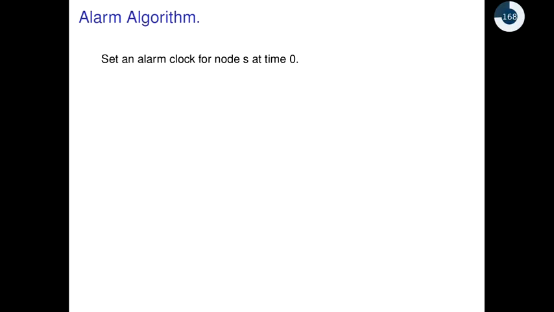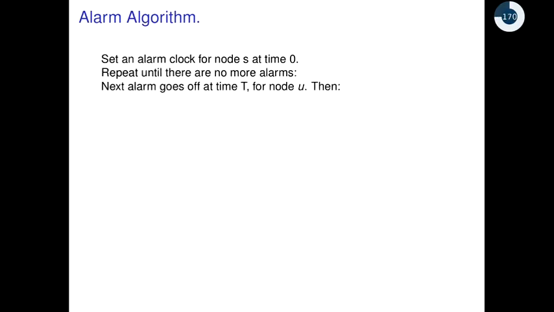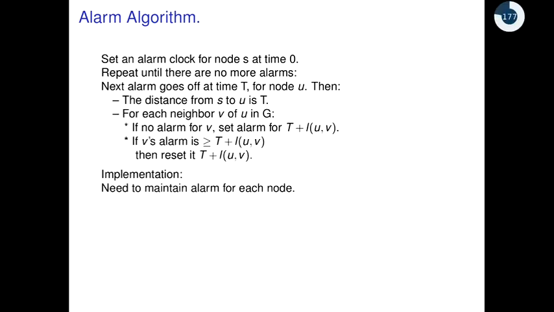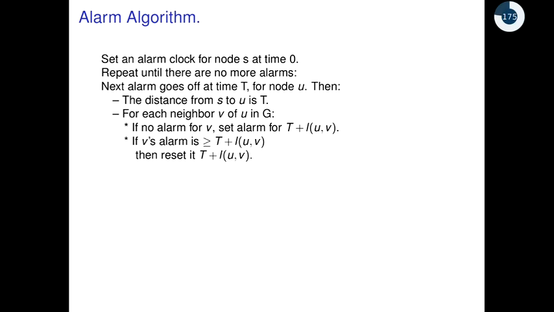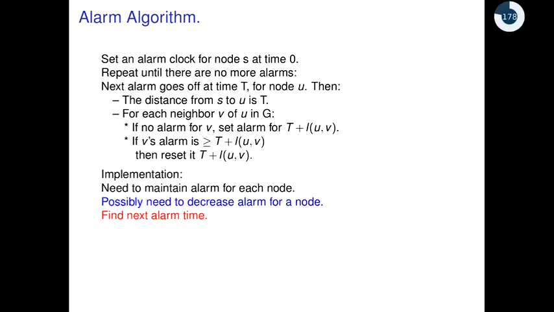So now, how do we implement it? Repeat until there are no more alarms. The next alarm goes off at time t for node u. Then the distance from S to u is t, and so on. So this is the algorithm. This is the interesting step here, right? When you wake up, you process all your neighbors, and you set alarms for them if they're not already processed, if you have found a better distance to them. This is the reset. So the implementation is you may need to decrease the alarm for a node. We saw that for node B. And you need to find the next alarm time. Those are the two things your data structure needs to do.